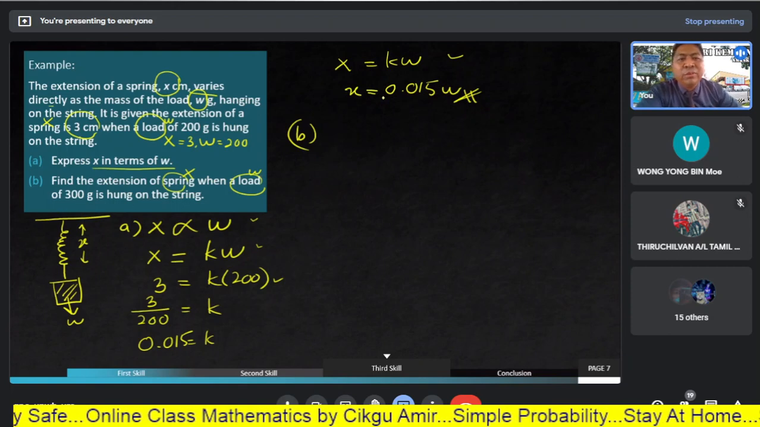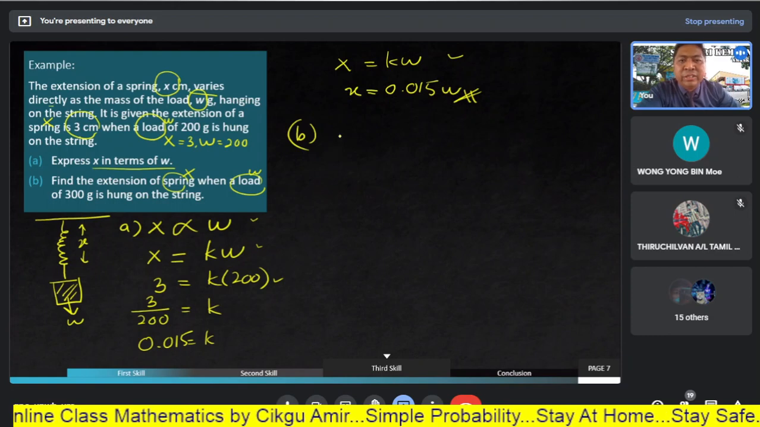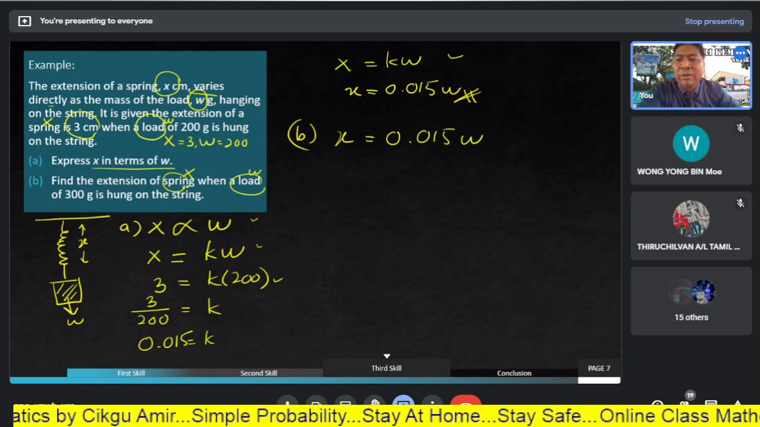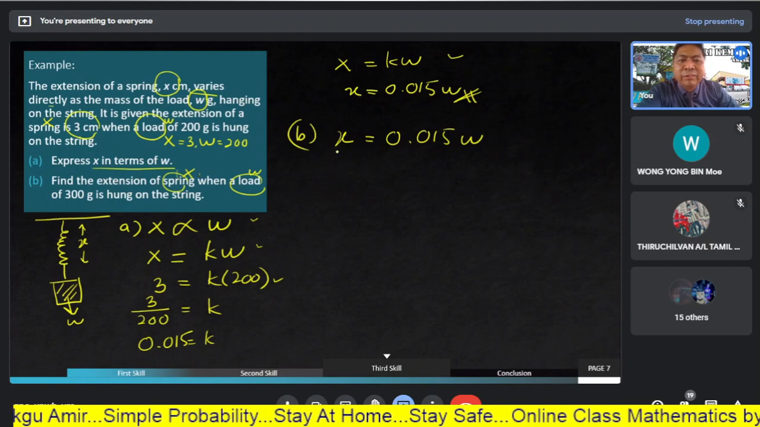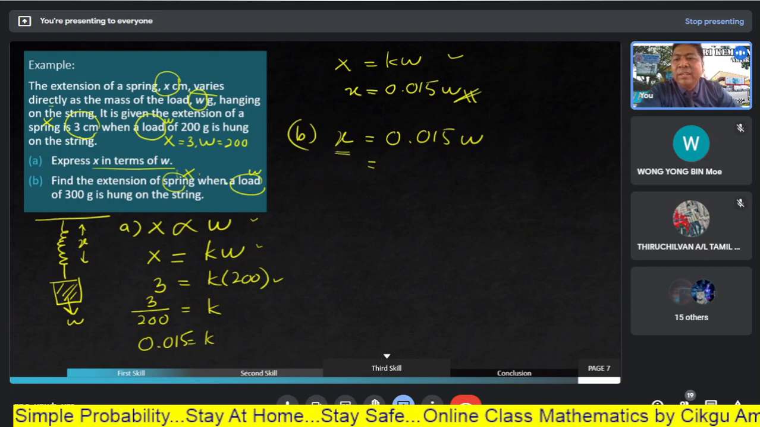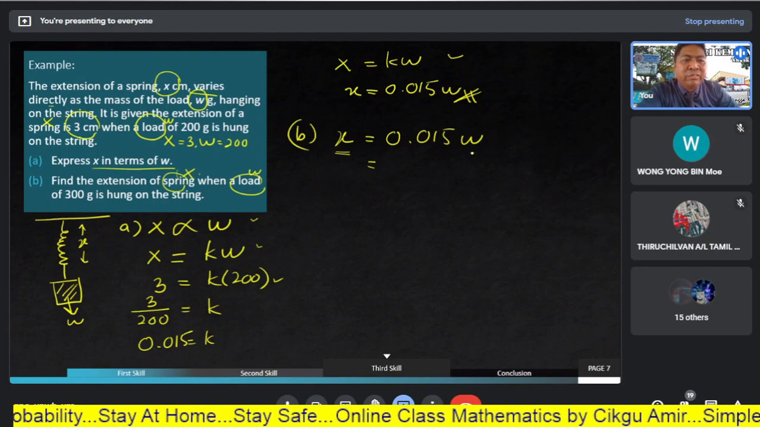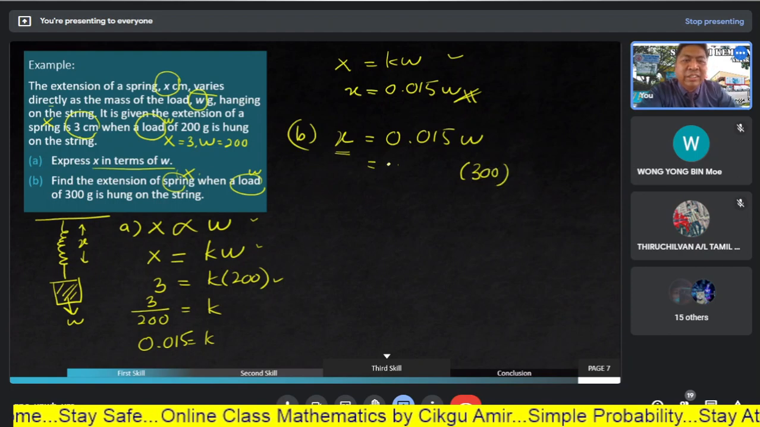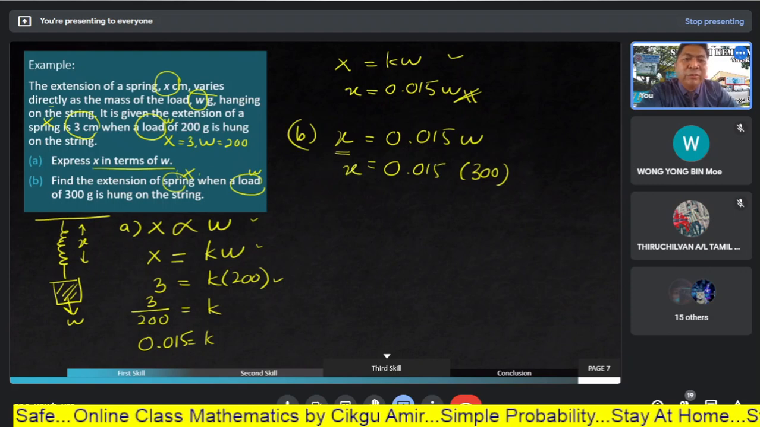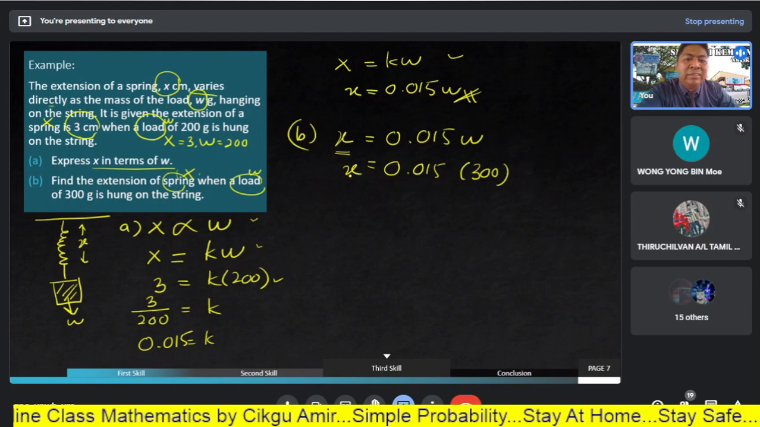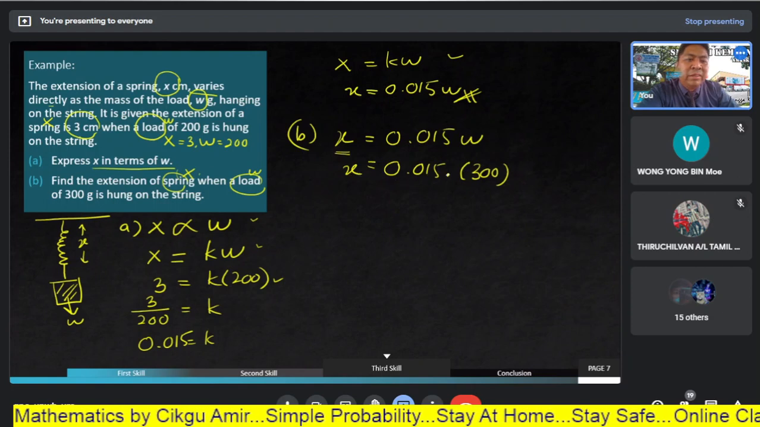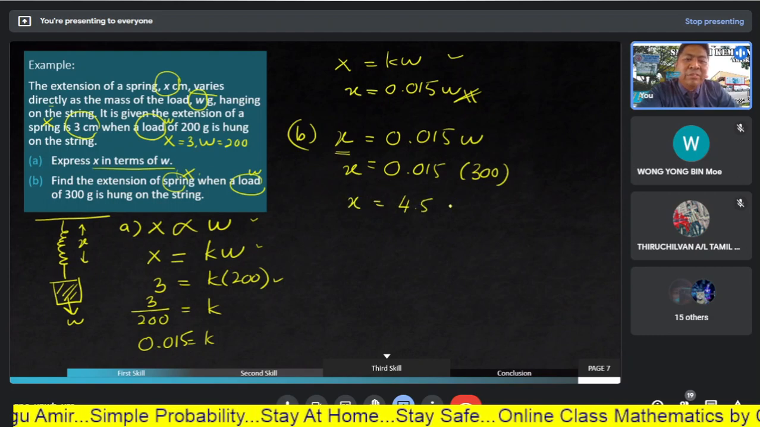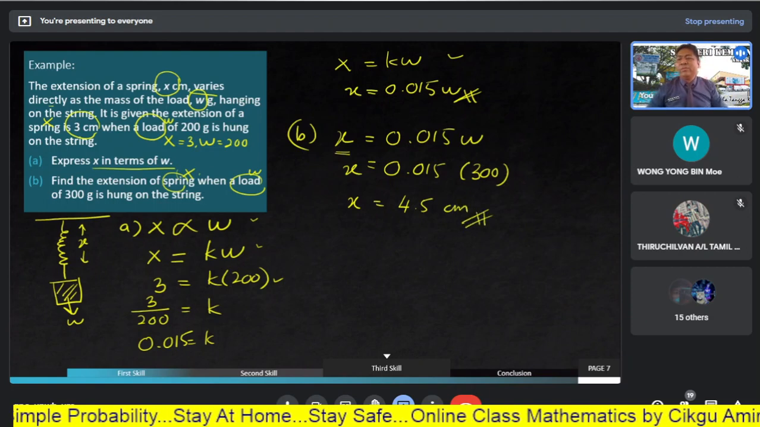So take back the equation, X equal to 0.015W. We want to find the value of X when W is 300. Substitute W with 300. X is equal to 0.015 multiplied by 300. In the calculator, you get 4.5 cm.